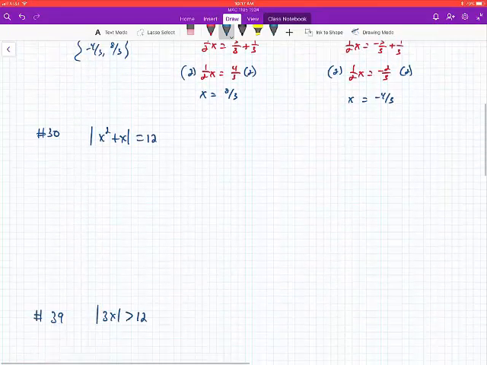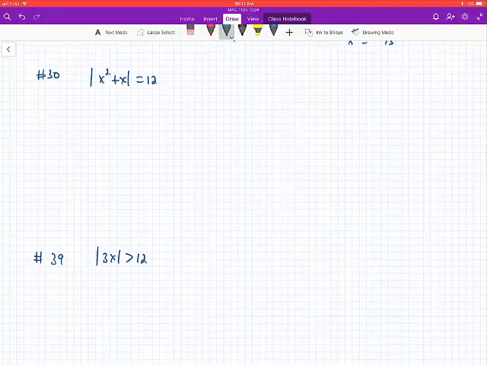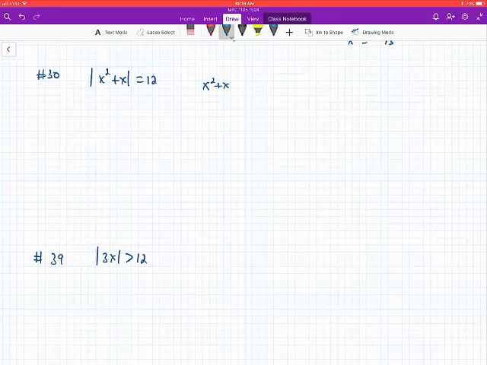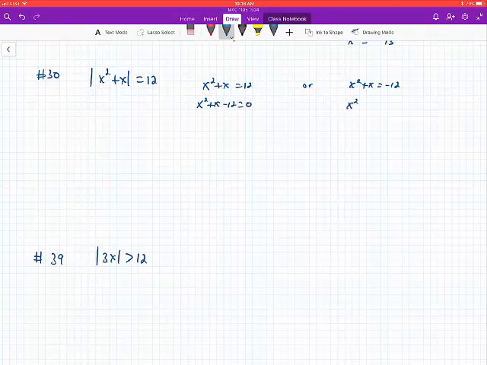For number 30, again, I'm going to do the same thing. I'm going to solve it for positive. So it's x squared plus x is equal to 12, or x squared plus x is equal to negative 12. Since it's a quadratic, I'm going to set it equal to 0. So I get x squared plus x minus 12 is equal to 0, and x squared plus x plus 12 is equal to 0.